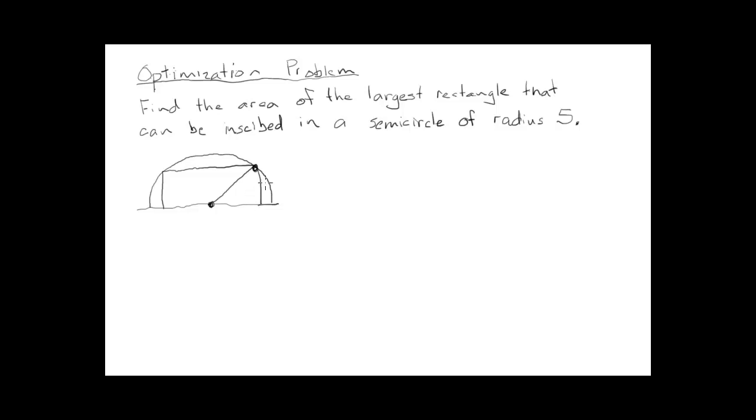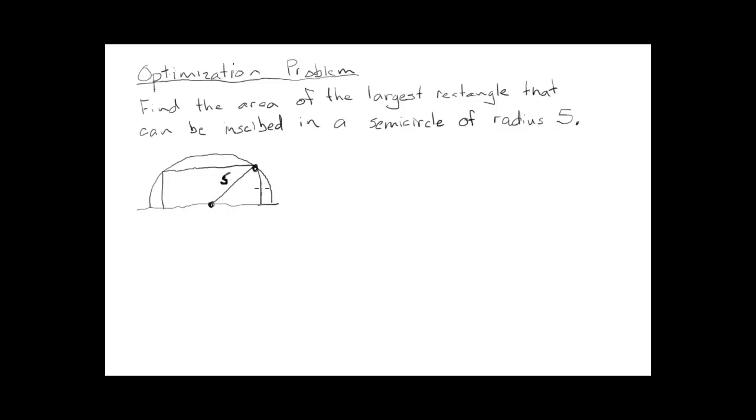In this video, we're going to look at an optimization problem. We're going to find the area of the largest rectangle that can be inscribed in a semicircle of radius 5. So here's a picture. You've got your semicircle and then a rectangle inscribed inside of it. The radius of the semicircle is 5. So we want to come up with the rectangle which has the largest area.